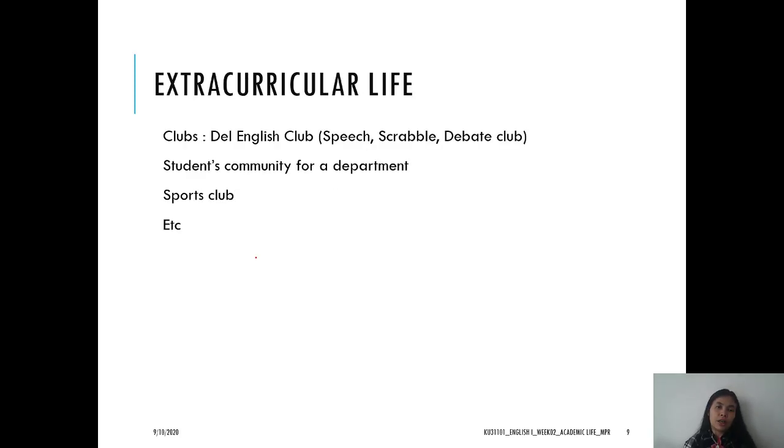Next, we go on to the extracurricular life. Usually for extracurricular, you're joining clubs or communities. There are plenty of clubs available in Itadao. There is speech club, Scrabble club, or debate club, and we also now have a conversation club for English clubs. And then we also have student communities for a department, for a prodi.